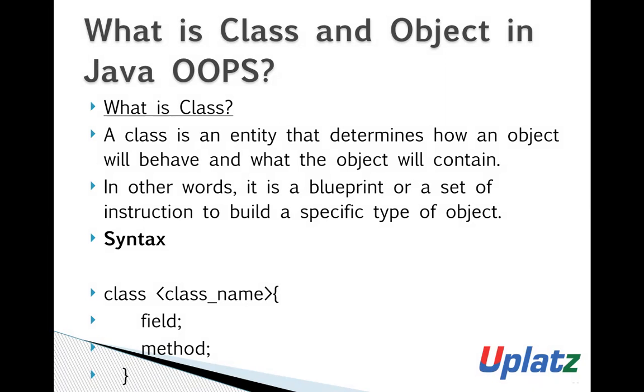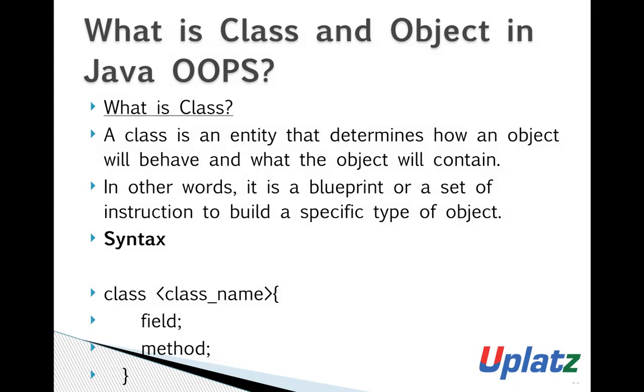What is meant by entity? You can say any real world object can be called an entity. For example, a student is an entity. A dog is an entity. A vehicle is an entity. A car is an entity. All the objects which we see in our real world can be called an entity, and a class is used to represent an entity. As an example, I said a student. In other words, it's a blueprint or a set of instructions to build a specific type of object.